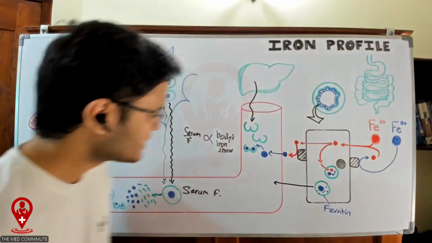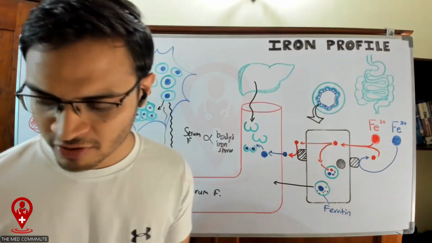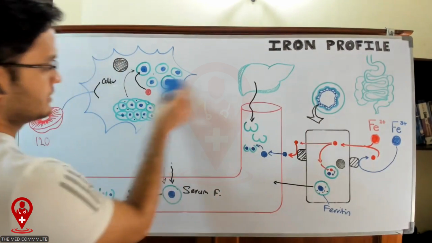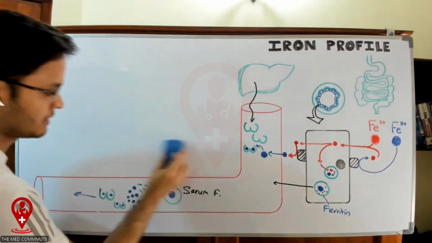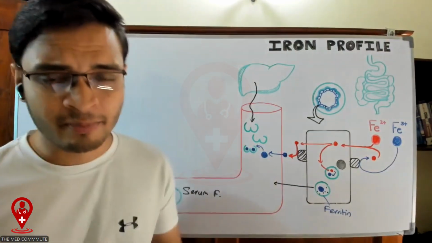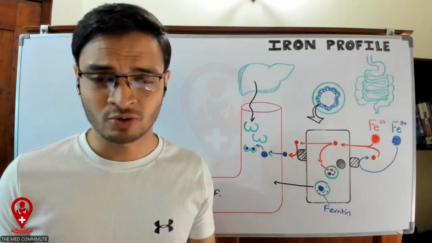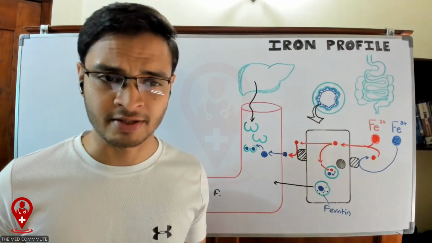Then let's talk a little bit more about our total iron binding capacity, just to make it clearer for you all. So if I erase this portion, let me erase this portion. Look at this, guys. Now, why are we doing the iron profile? Usually we do an iron profile in a suspected case when a patient comes to us showing clinical features of iron deficiency. This is one of our primary reasons.